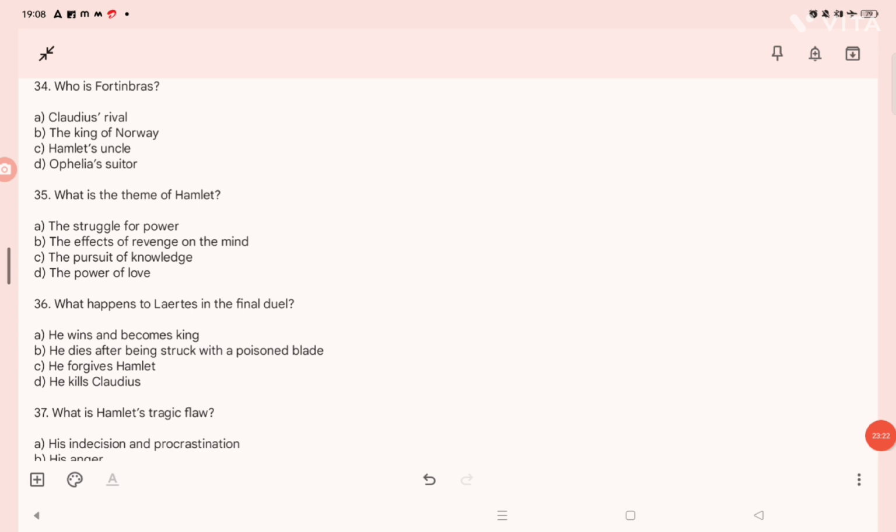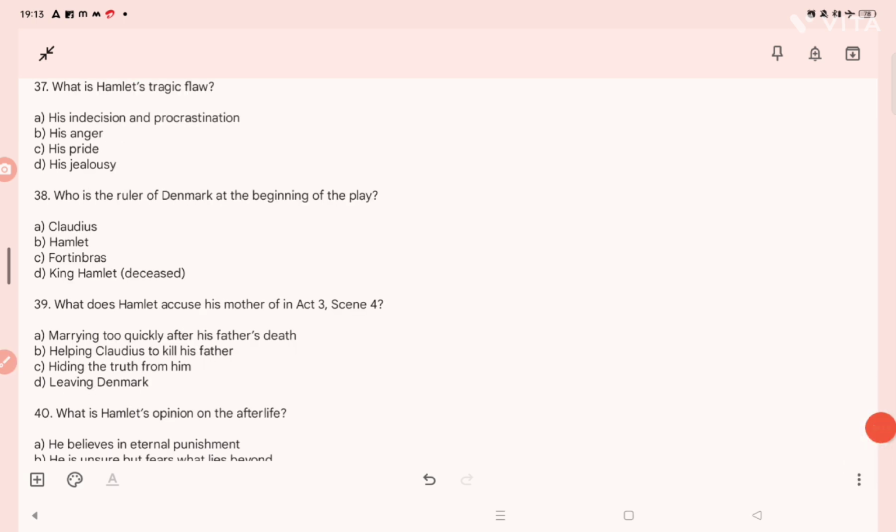Who is Fortinbras, the king of Norway? What is the theme of Hamlet? The effects of revenge on the mind. What happens to Laertes in the final duel? He dies after being struck with a poisoned blade. What is Hamlet's tragic flaw? His indecision and procrastination.